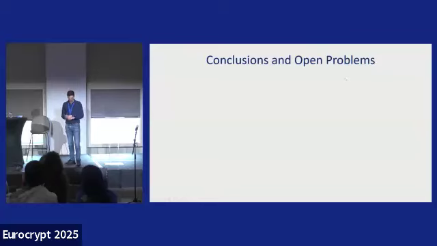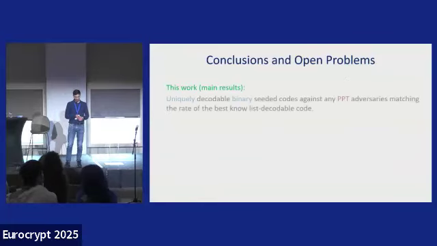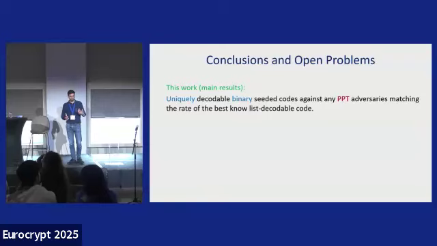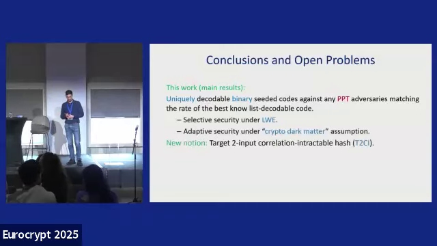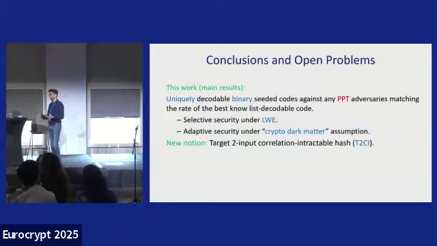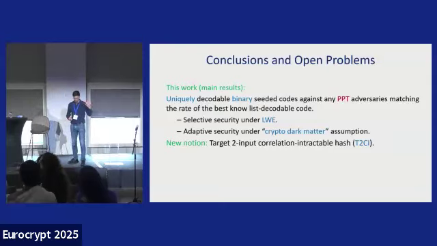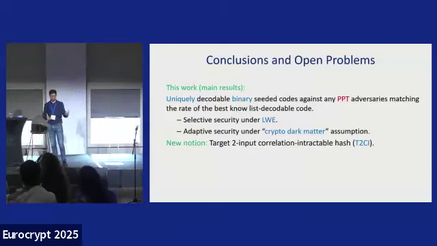Good. So with this, let me conclude. In this work, we showed that it's possible to get uniquely decodable binary seeded codes against any PPT adversary with the best known list decodable codes. And we get selective security under LWE and adaptive security under crypto dark matter. If you're interested in the second one, I'll be very happy to discuss it with you later. One of the new ideas is this introduction of targeted two-input correlation interactability, which I think could be interesting or useful in other contexts.